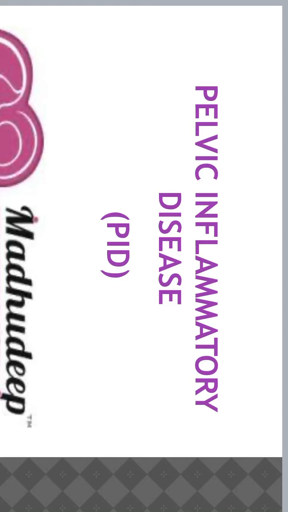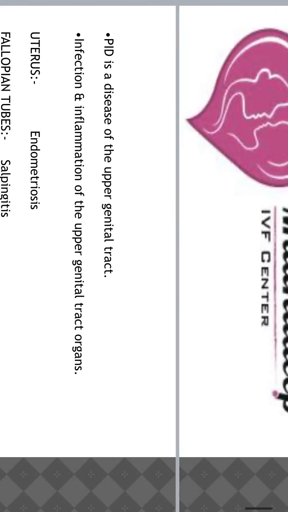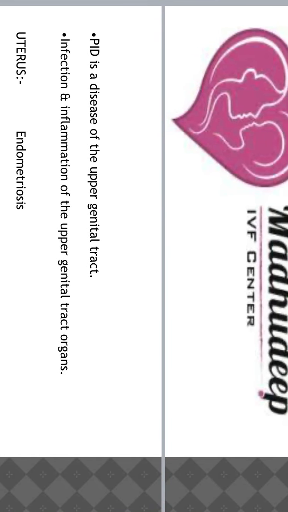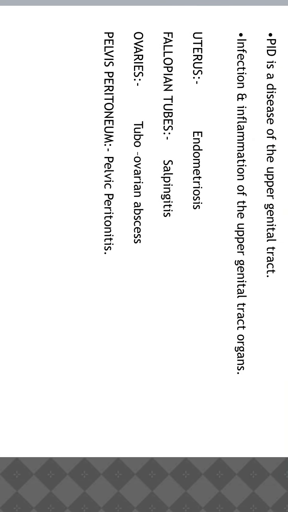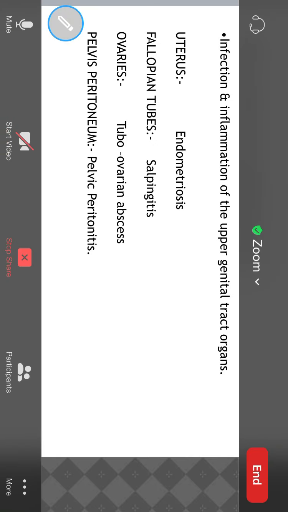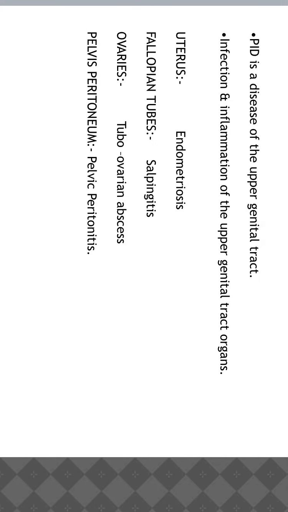We move to the upward, meaning the lower genital tract infection, and the upper genital tract infection is called PID, that is the pelvic inflammatory disease. A very common topic that we are going to see in our day to day OPDs. So what is PID? PID is a disease of the upper genital tract. It is the infection and inflammation of the upper genital tract organs.